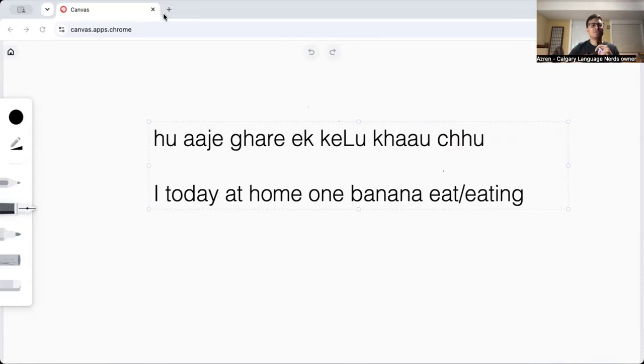Then whatever feels like the most important part of the sentence, make sure you put it before the verb. If you feel it's important that you ate this banana at home today, then you're going to say, હું આજે એક કેળું ઘરે ખાઉં છું. I'm eating it at home. Ghare takes the emphasis, the psychological weight.